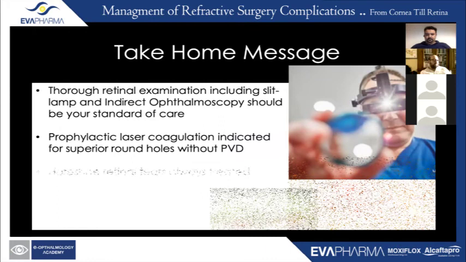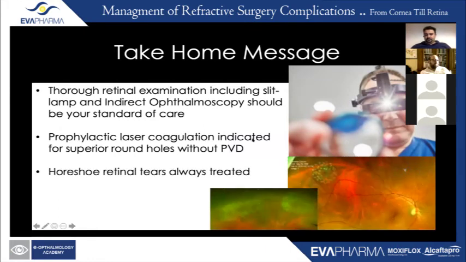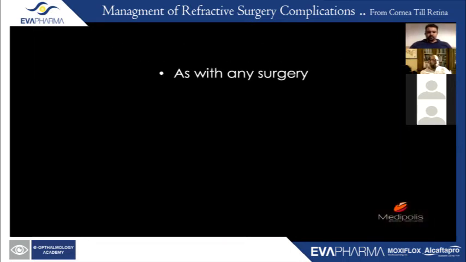And do it with an indirect ophthalmoscopy. It should be the standard of care. Do a prophylactic laser coagulation when you have superior round holes without PVD. And of course, horseshoe retinal tears always need to be treated. And I send them to my retinal specialist. I don't do it myself. And I think everyone has his own specialty. So this is very important.